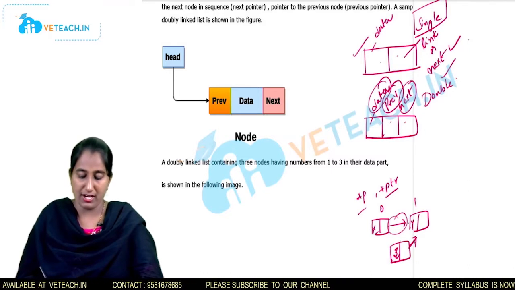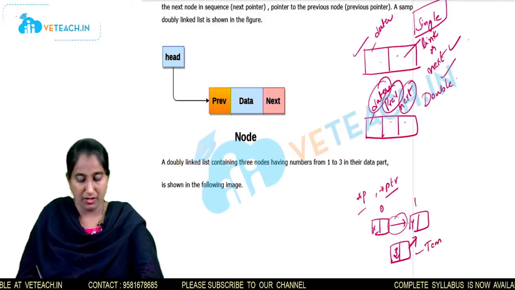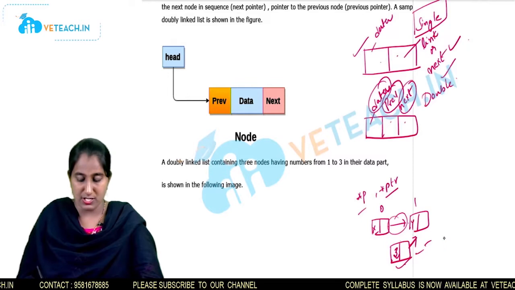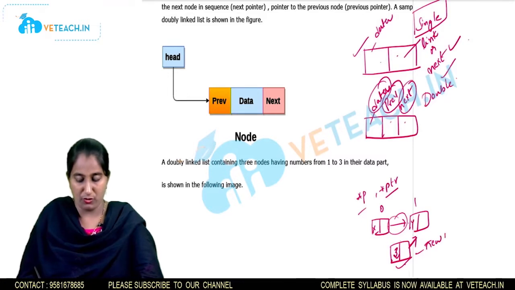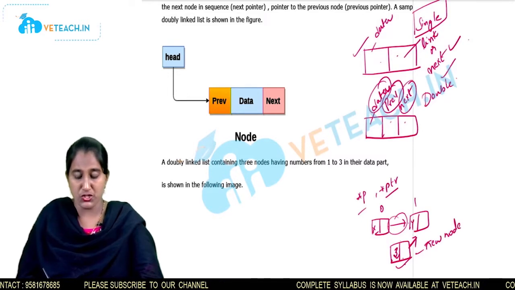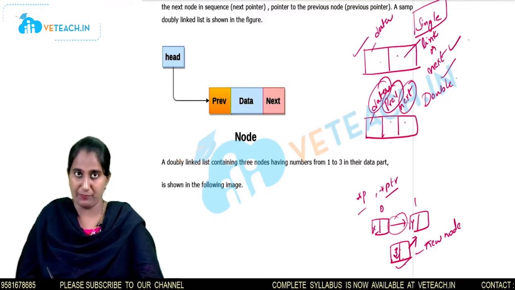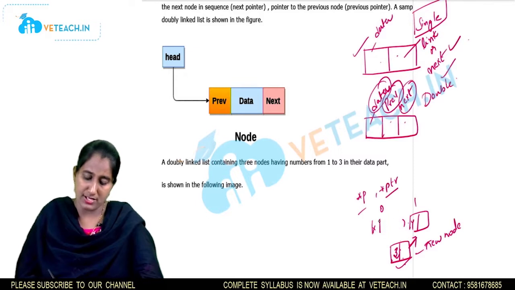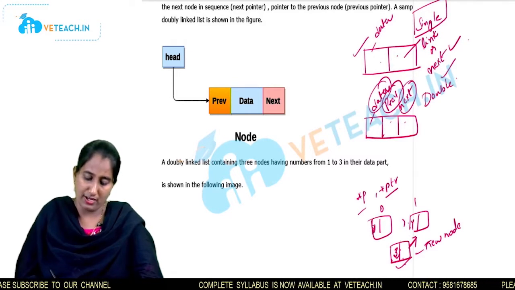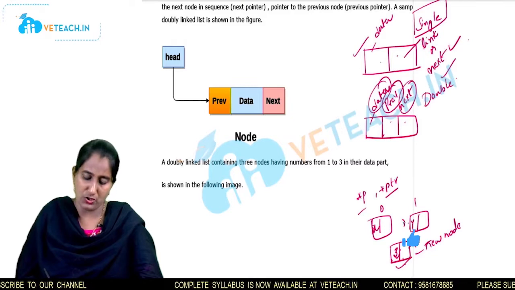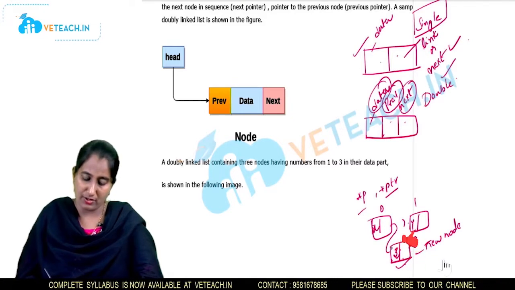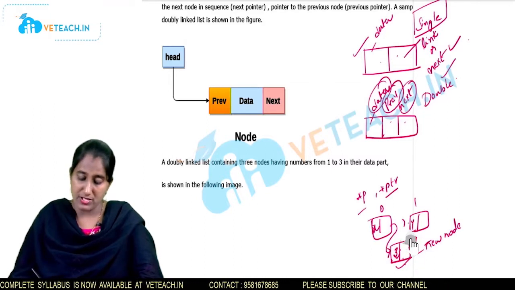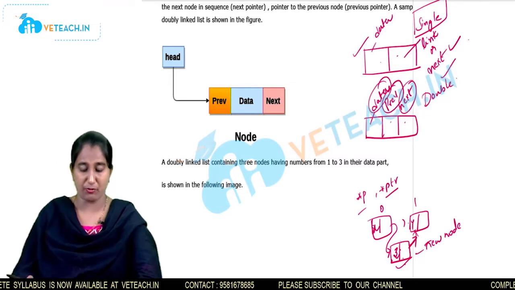Now I have taken one temporary node. This is the temporary node, the new node. Let the name be new node. Now this new node should be inserted in between X and Y. What we have to do, guys, is break the link between X and Y, and make the link from X to Z and from Z to Y. So this is the process.